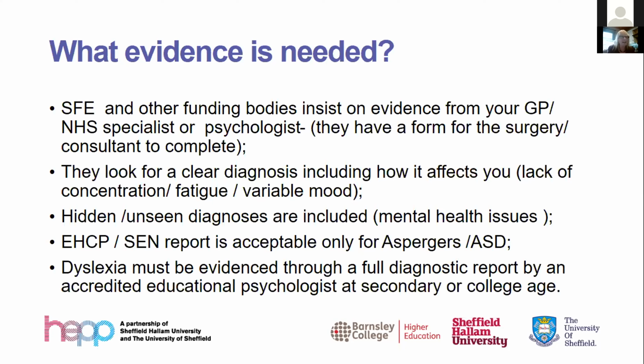I don't know why, and I know that a lot of people would want the EHCP to be an acceptable piece of evidence, but it's not. So at the minute, use that for Asperger's or for autistic spectrum, but don't present it for dyslexia or for a health issue. Dyslexia can only be evidenced by a full diagnostic report by an accredited educational psychologist.